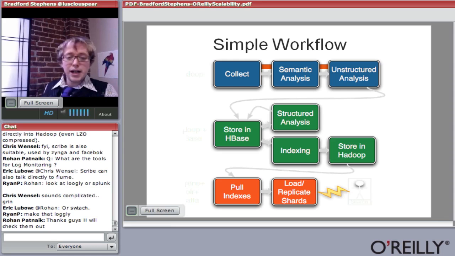Then you have another cluster dedicated to serving data, storing it in HBase and doing key value retrievals and continued structured analysis on it, generating indexes and storing those indexes in things like Hadoop. So one cluster is offline processing, another cluster is for live processing. And then a third cluster you may have to just keep indexes in memory for search engines. This is what Google does.